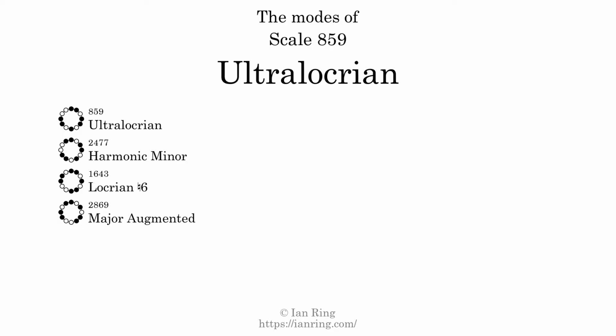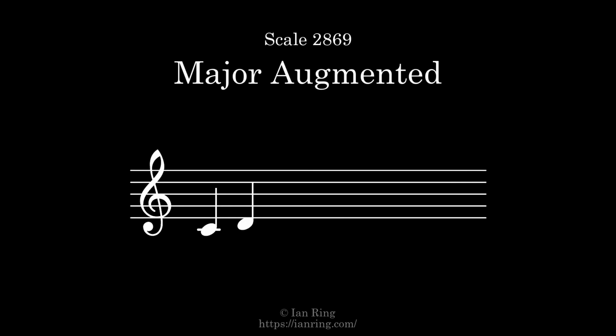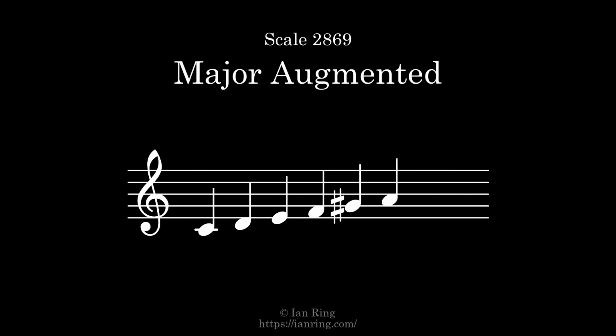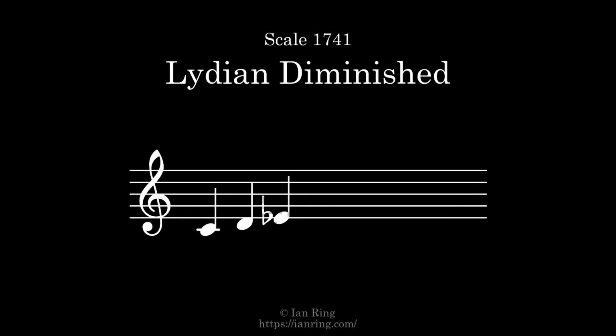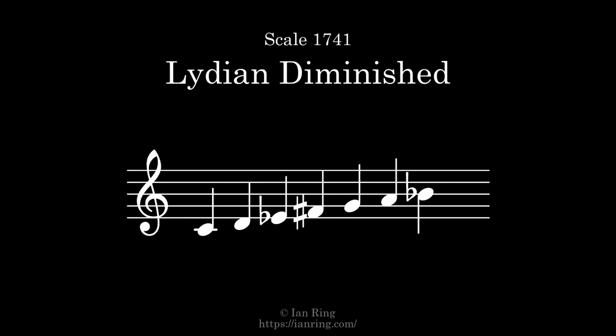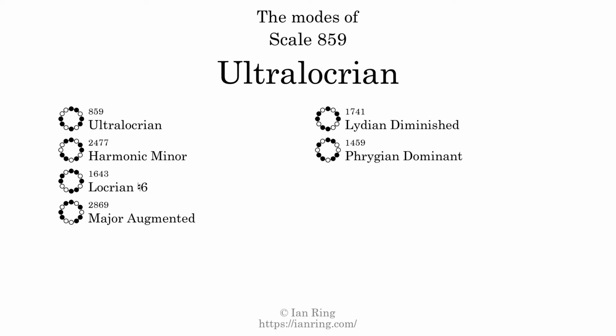The fourth mode is scale 2869, also known as major augmented. It sounds like this. The fifth mode is scale 1741, also known as Lydian diminished. It sounds like this. The sixth mode is scale 1459, also known as Phrygian dominant. It sounds like this.